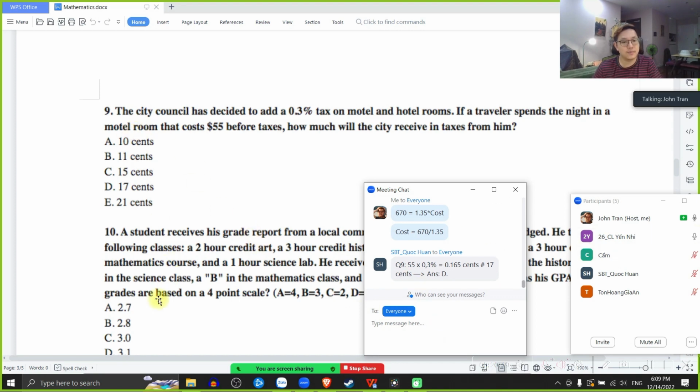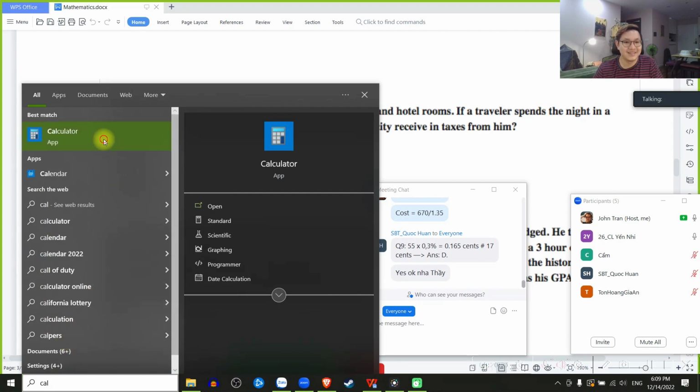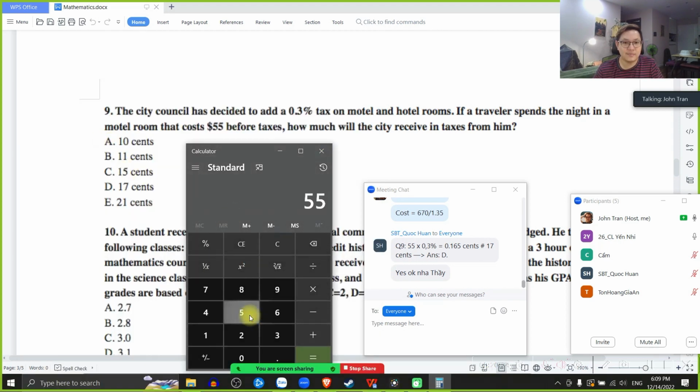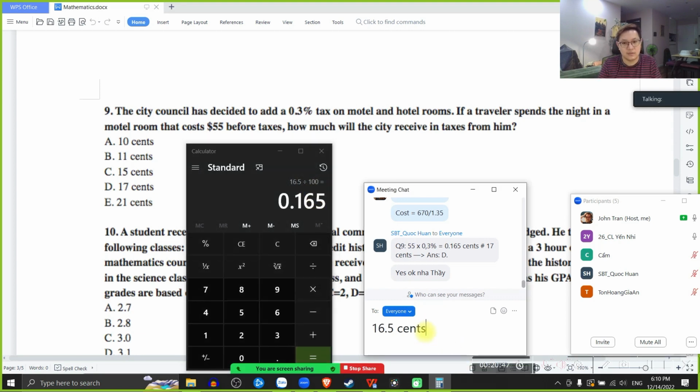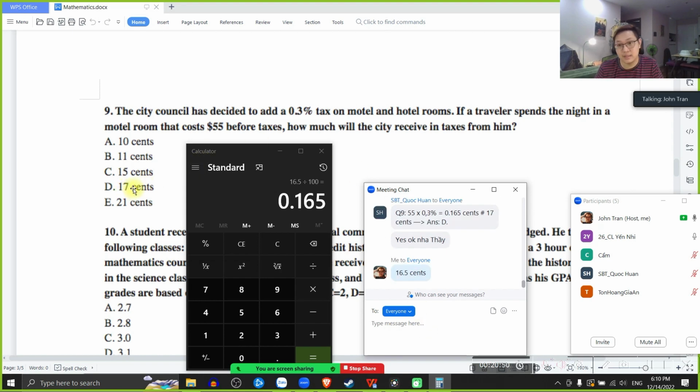All right, so 0.3. Okay. If you have $55 before tax, and you have to pay 0.3%, which means divided by 100, so it means you have to pay $0.165. And this means about 16.5 cents. And we can round it up to 17. Cái con số này mình hoàn toàn có thể làm tròn nó lên, round it up to 17 cents. So D is the right answer. Okay.